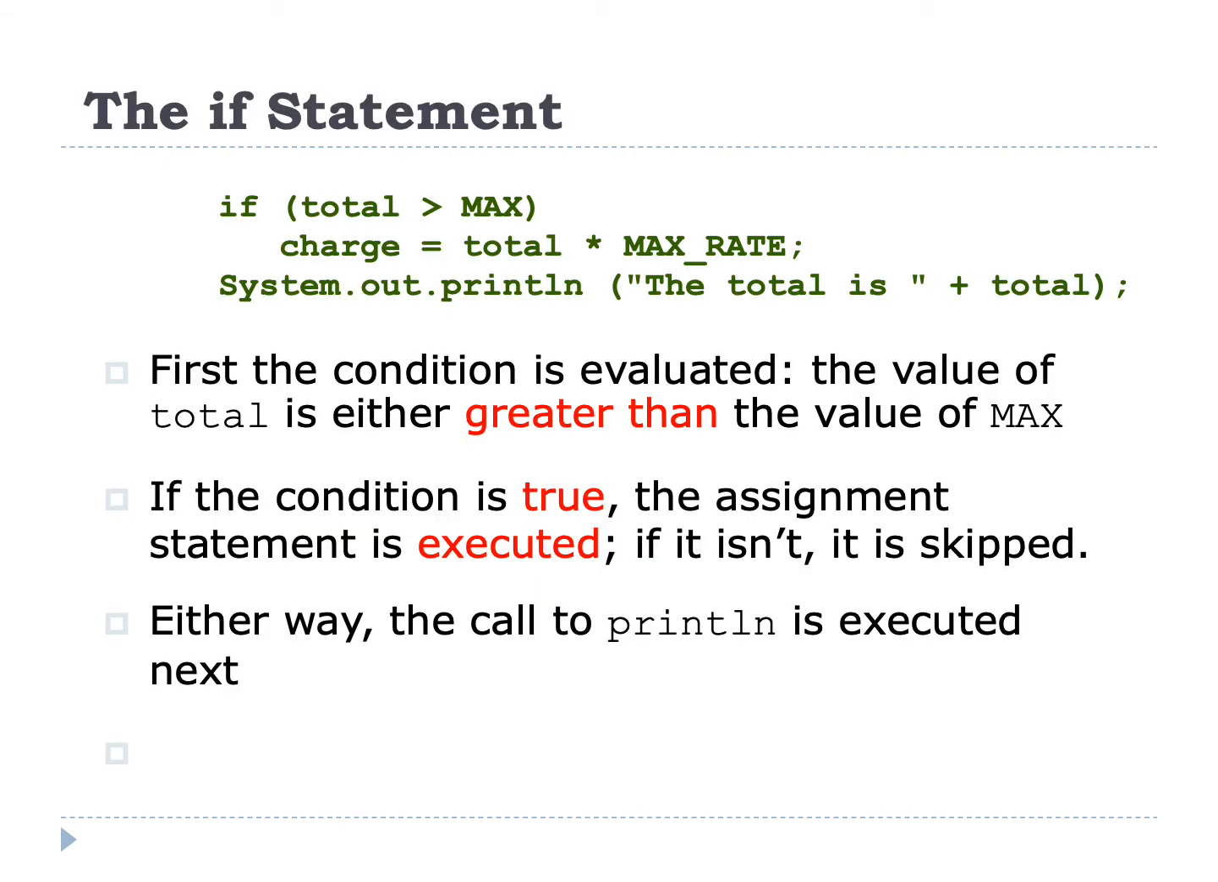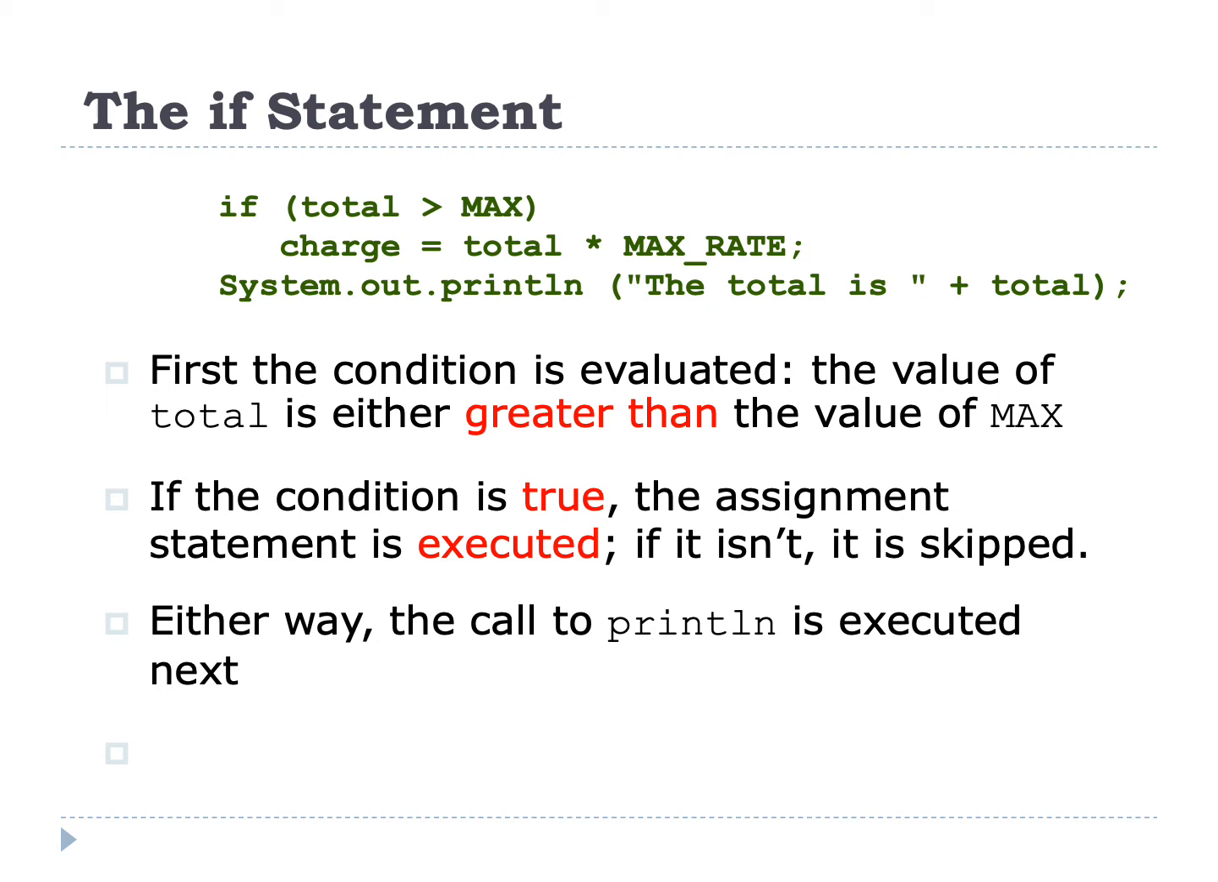Going back to the if statement, what we have seen before: when we have our if statement, depending on the condition, if it is true, it will execute a statement. If the condition becomes false, it does nothing. Now, let's look at this code. We have if total larger than max, charge equal to total times max rate. And then we have System.out.println, the total is, and the value of total.